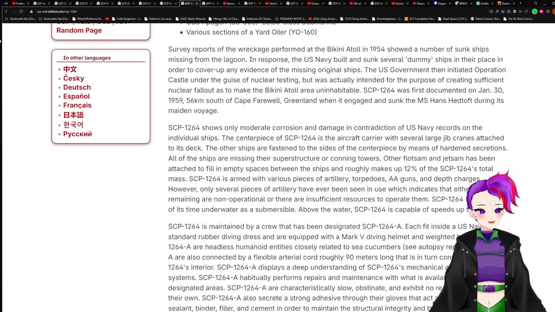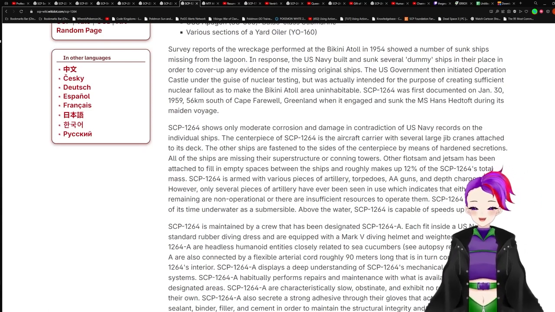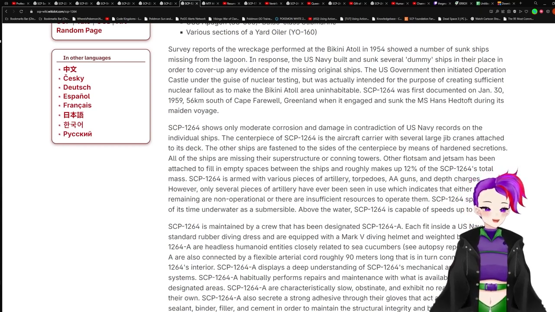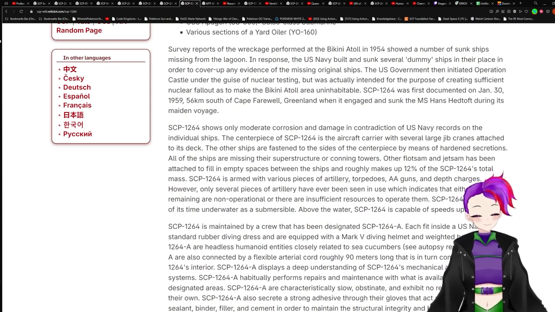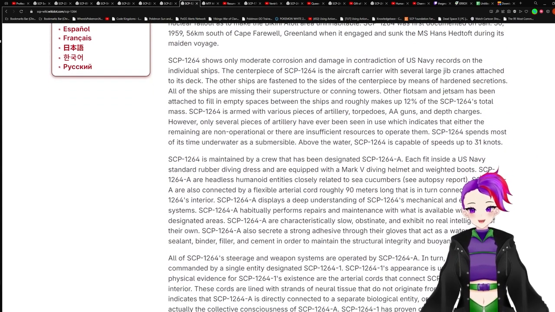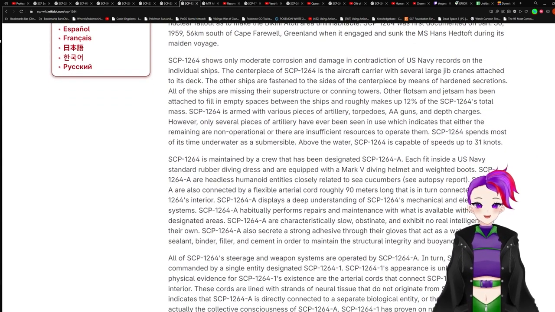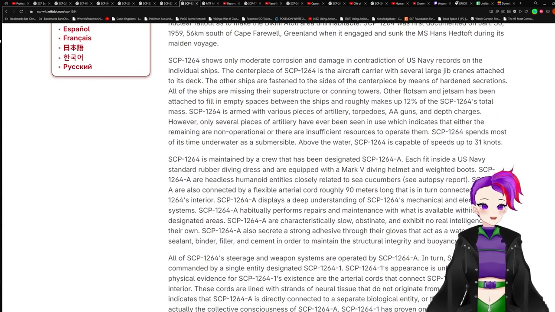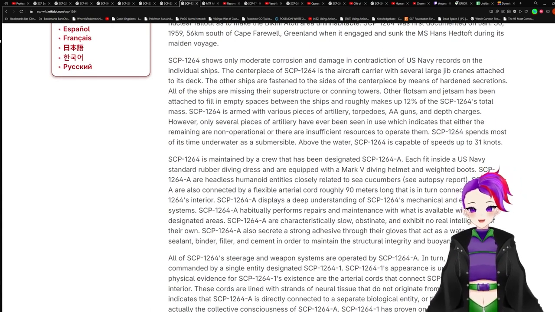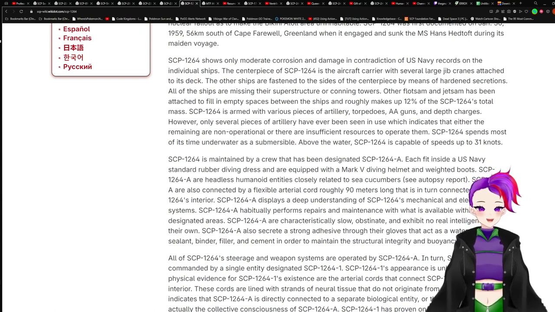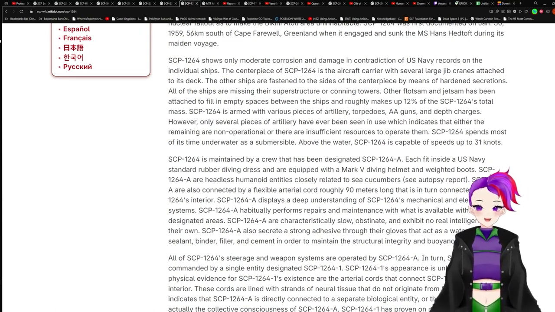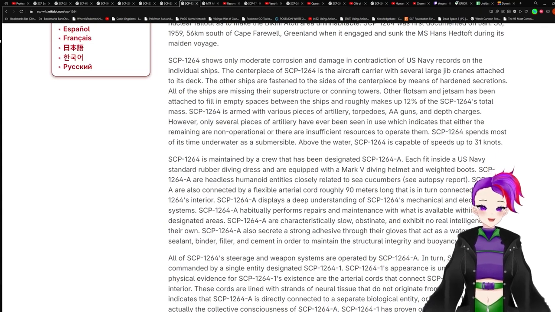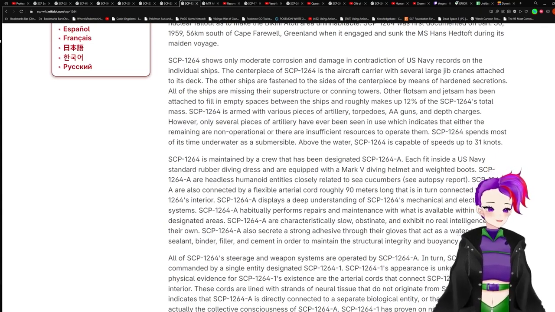SCP-1264 was first documented on January 30th, 1959, 56 kilometers south of Cape Farewell, Greenland, when it engaged and sank the MS Hans Hedtoft during its maiden voyage. SCP-1264 shows only moderate corrosion and damage in contradiction of U.S. Navy records on individual ships. The centerpiece of 1264 is the aircraft carrier with several large jib cranes attached to its deck. The other ships are fastened to the sides of the centerpiece by means of hardened secretions.